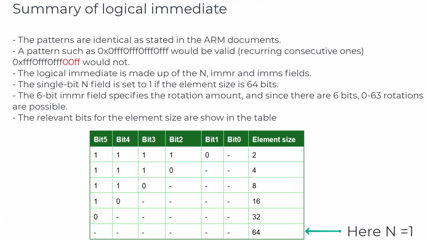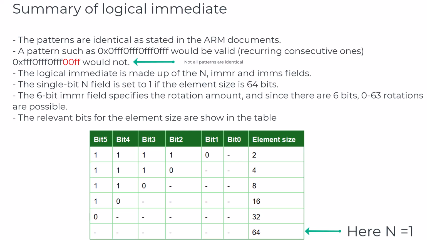So let's summarize logical immediate. Each of the patterns are identical. So if you have 8-bit elements, then each of those patterns will be repeated 8 times. They'll be identical. The first pattern that's shown is legal. The second one isn't, because you can see that there's a different pattern. There are 2 zeros in the second one, whereas there's only 1 zero between the ones in the first immediate.